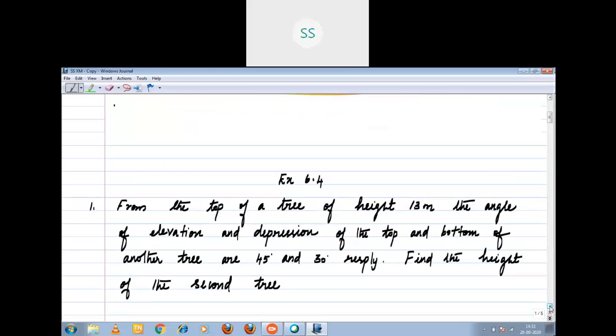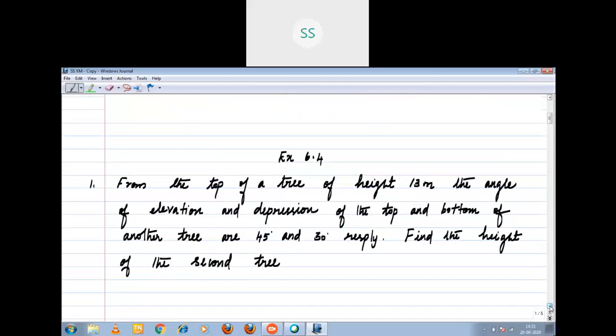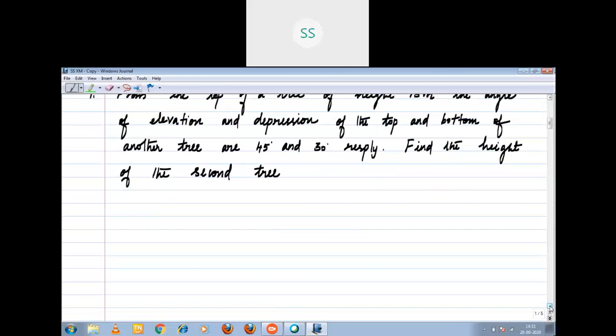Today I am going to discuss exercise 6.4 question number 1. From the top of a tree of height 13 meter, the angle of elevation and depression of the top and bottom of another tree are 45 degree and 30 degree respectively. Find the height of the second tree. Right? The word problem I am going to convert into the diagram. How I am going to convert into the diagram, you see.